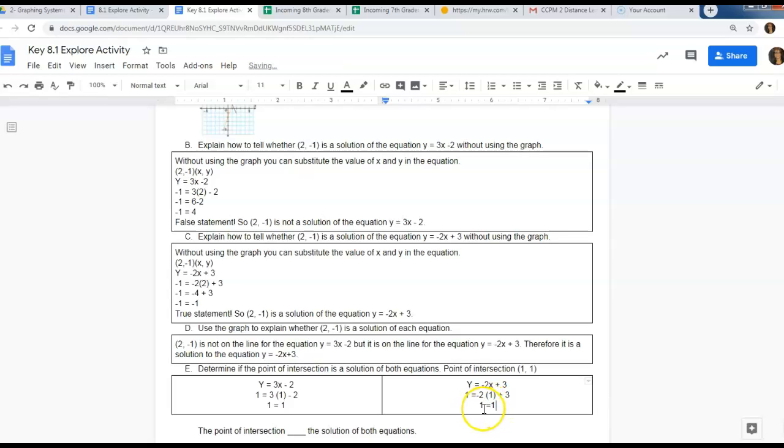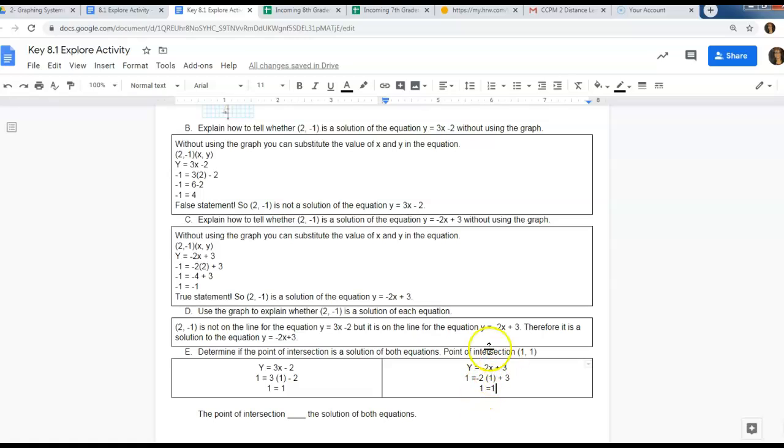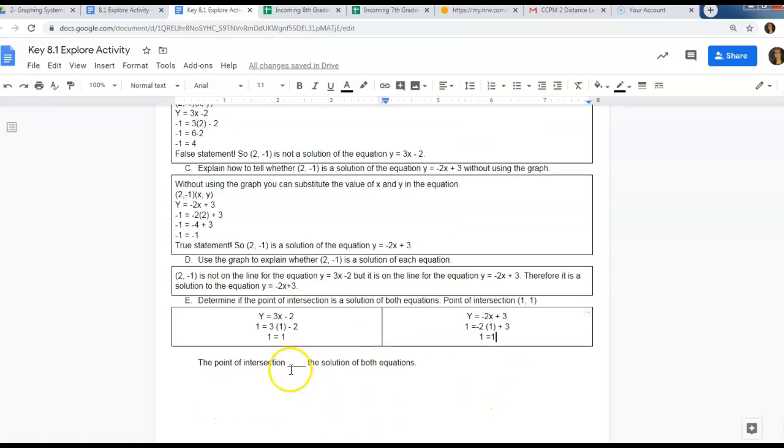This is a true statement, so therefore it is a solution to the whole system. Okay, so the point of intersection is the solution of both equations.